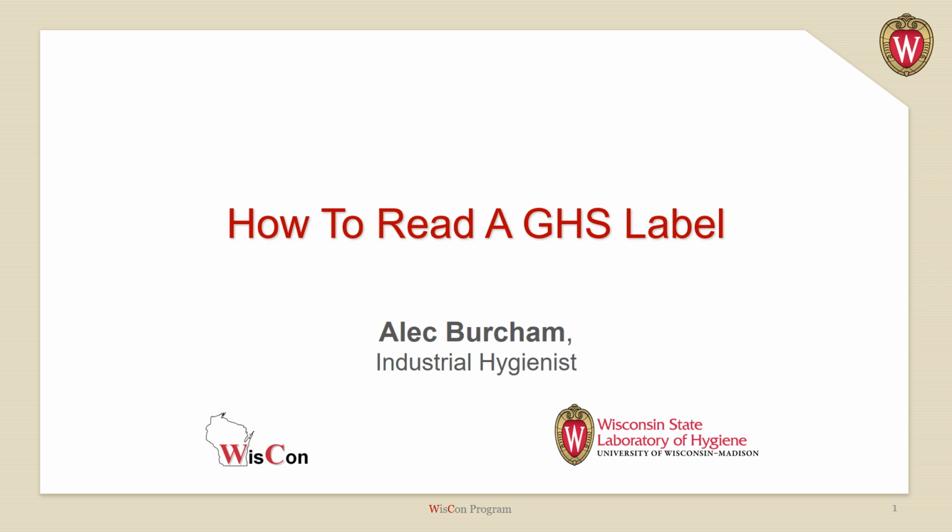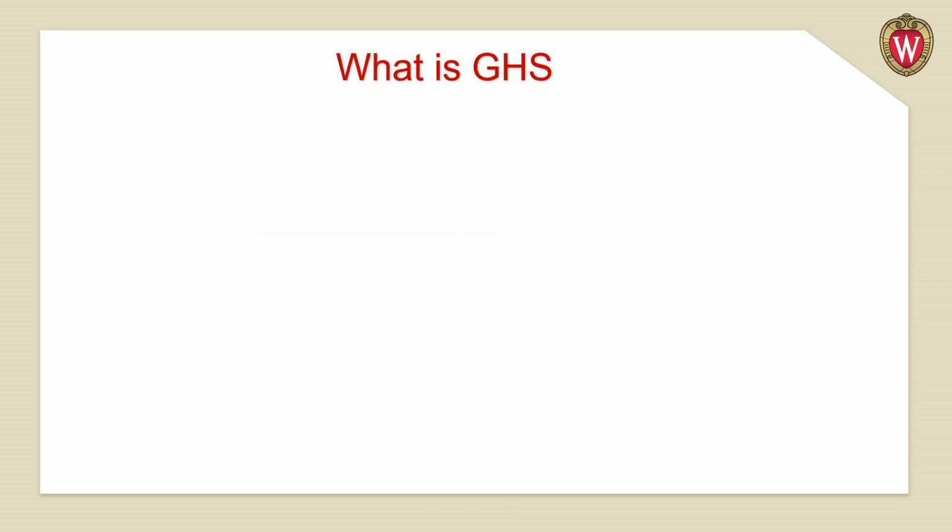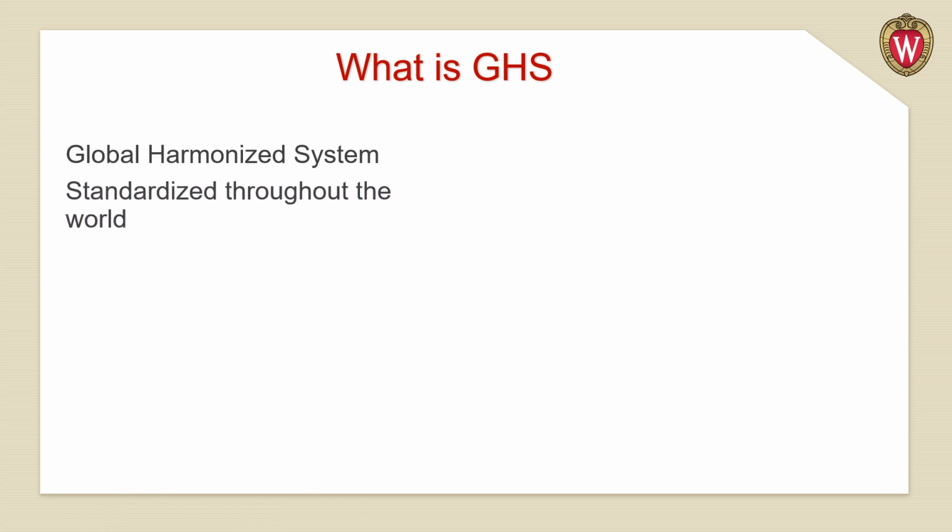Today I'll be shedding light on the topic of GHS labeling. What is GHS? GHS is an acronym for the Globally Harmonized System of Classification and Labeling of Chemicals. This globally harmonized hazard classification and compatible labeling system was created to provide the foundation for all countries to develop comprehensive national programs to ensure the safe use of chemicals.